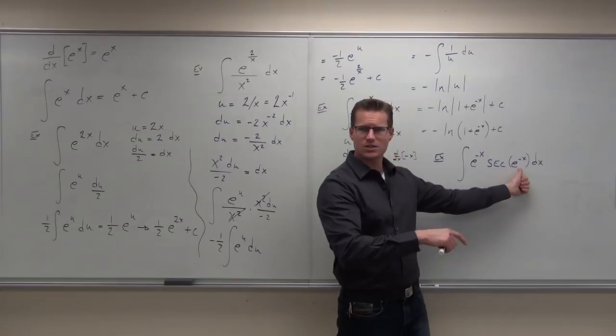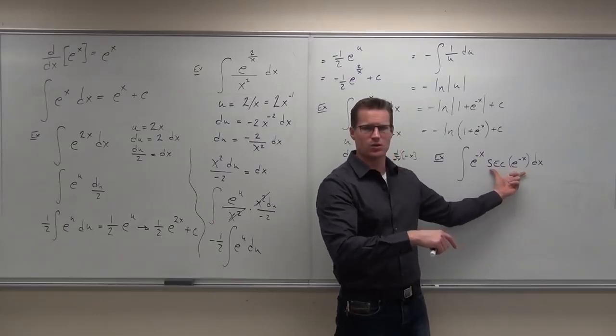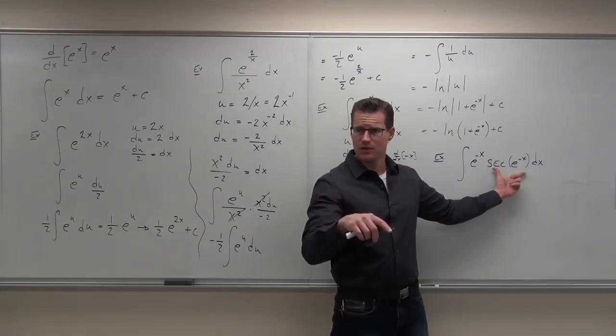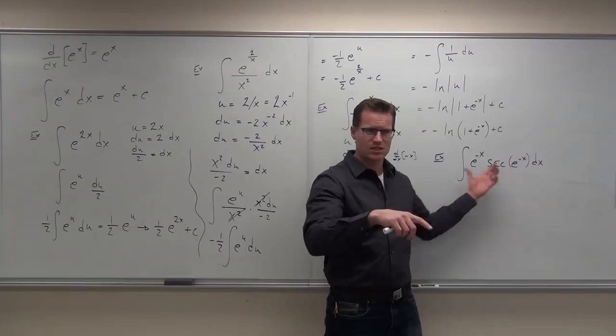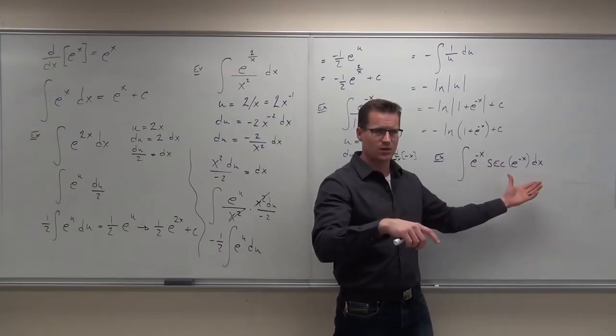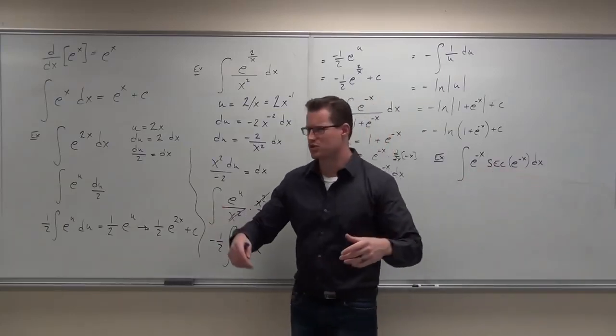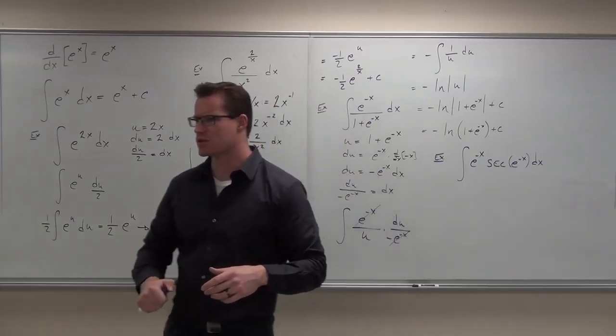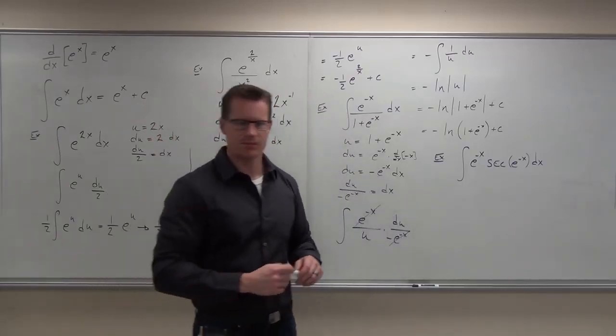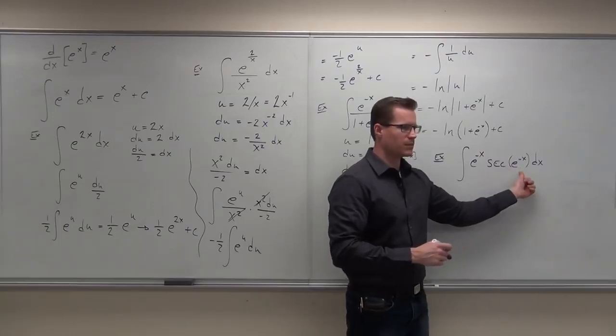Would it be a good idea to take this entire thing as your substitution? Remember that you have to do derivatives, correct? So the derivative of secant is secant tangent. Do you see a secant tangent anywhere up here? No. That'd probably be a bad choice. What's the appropriate choice for our substitution here? The e to the negative x inside the secant. That one. Yeah, that's the appropriate one.